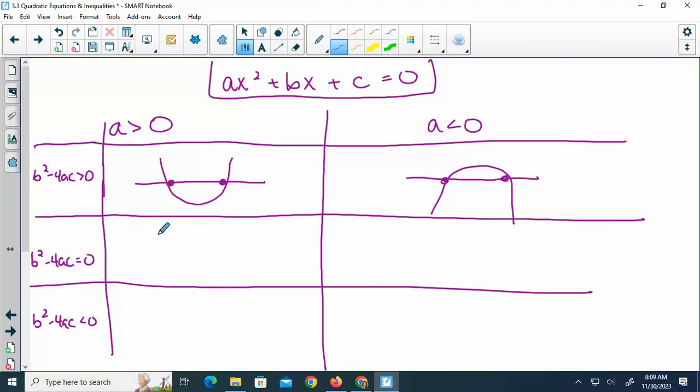If the discriminant is 0, what does that mean? Right. You get 1 repeated solution. It only hits the x-axis once. So if a is greater than 0, it's opening up. If a is less than 0, it's opening down.